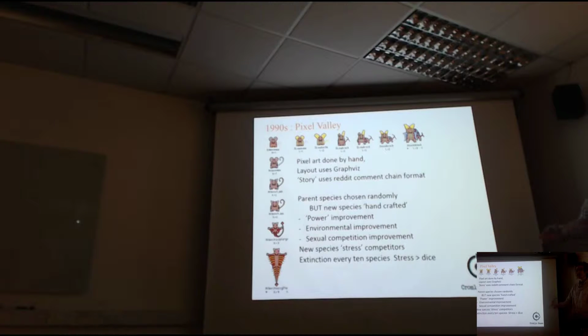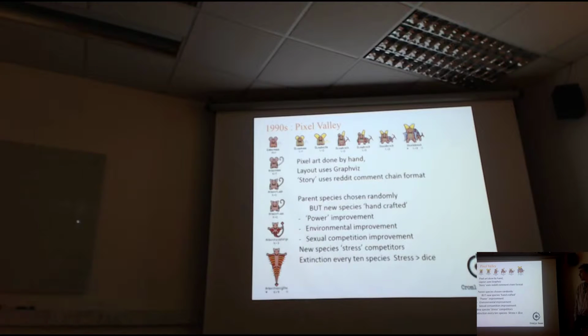And so I started by having a single mouse, the Ember mouse up in the top left, and I ran evolutionary chains off that. That was all being done by hand. I was using GraphViz to do the layout of individual image files, and I was using a Reddit subreddit and the comment chain, because it actually follows evolutionary branching quite well, the comment chains there.